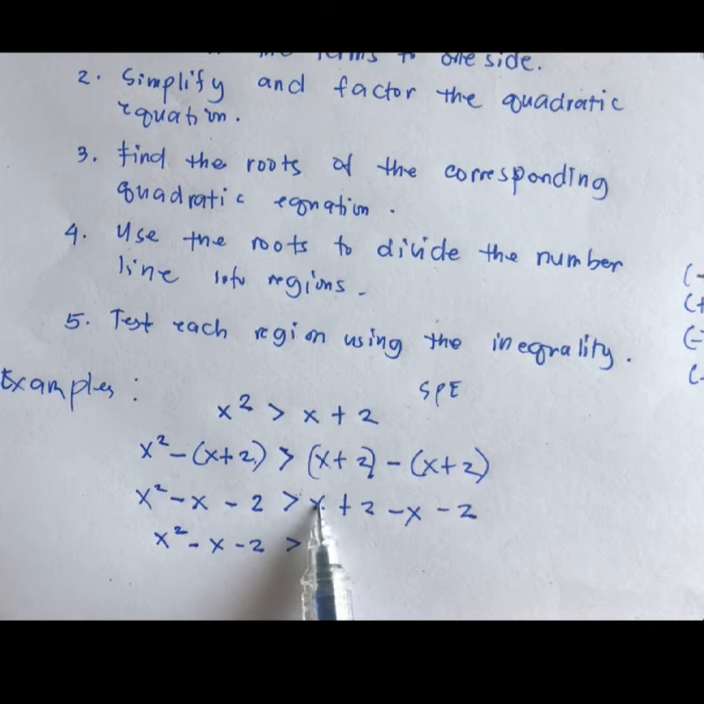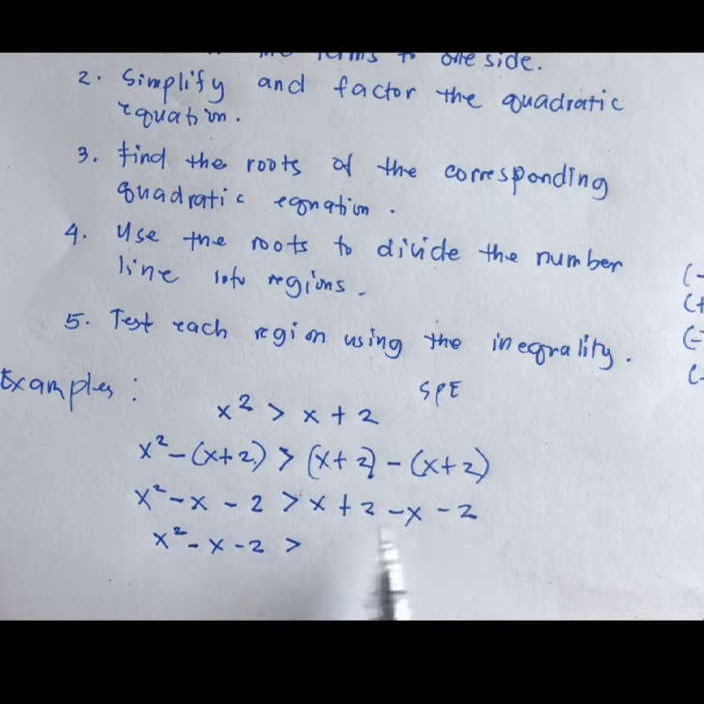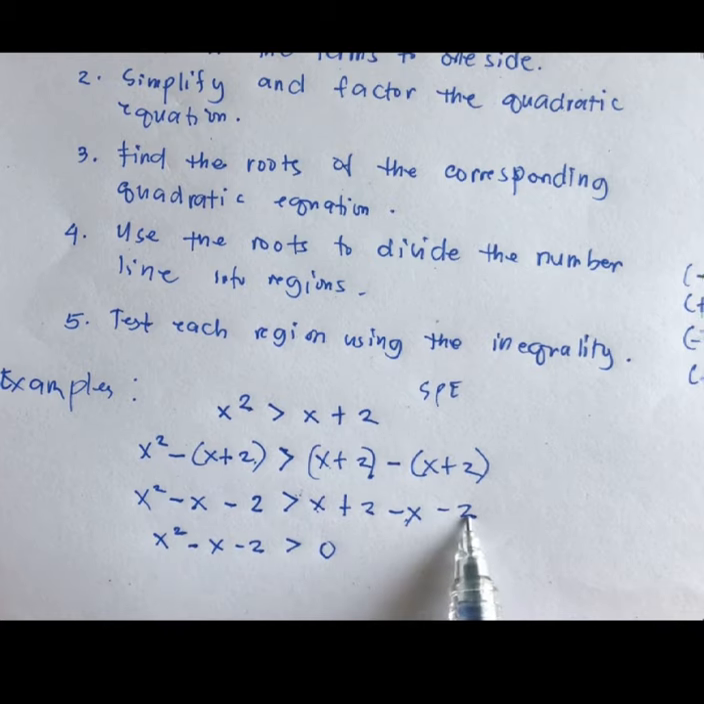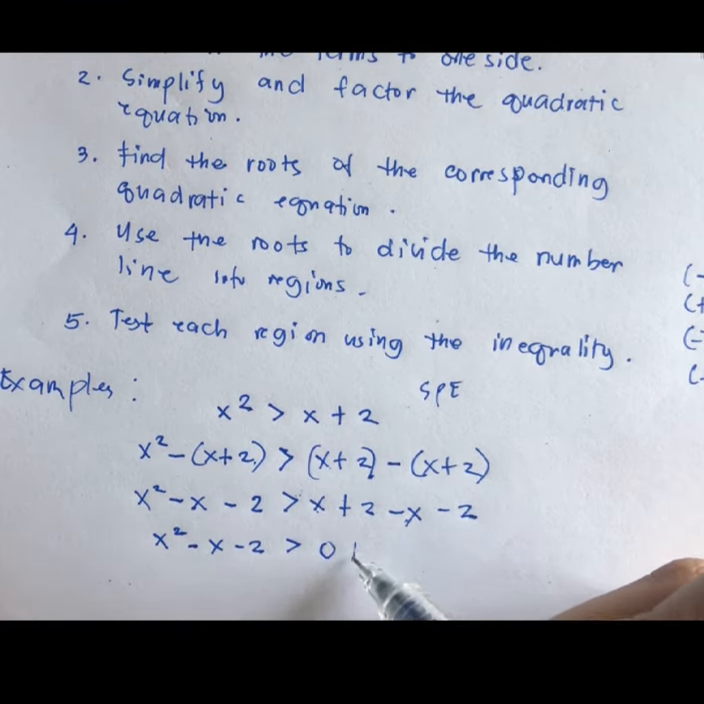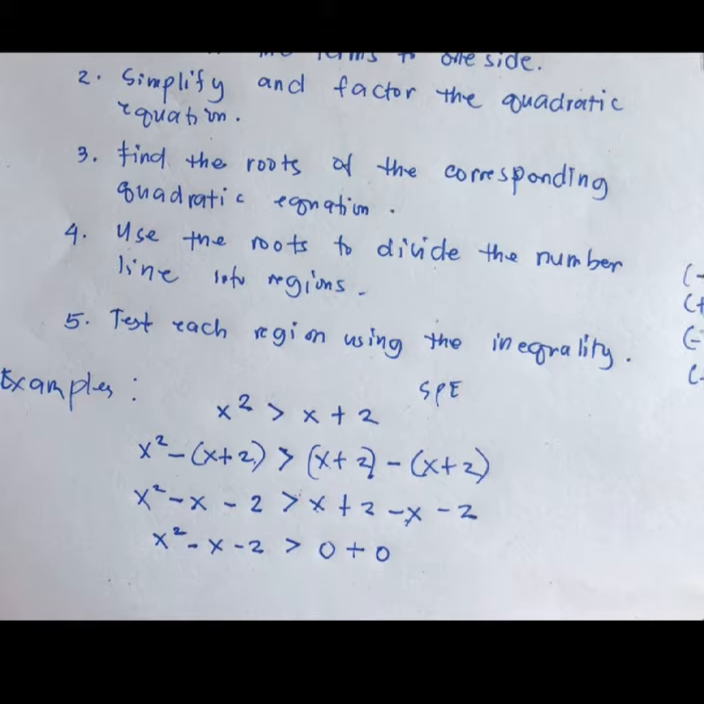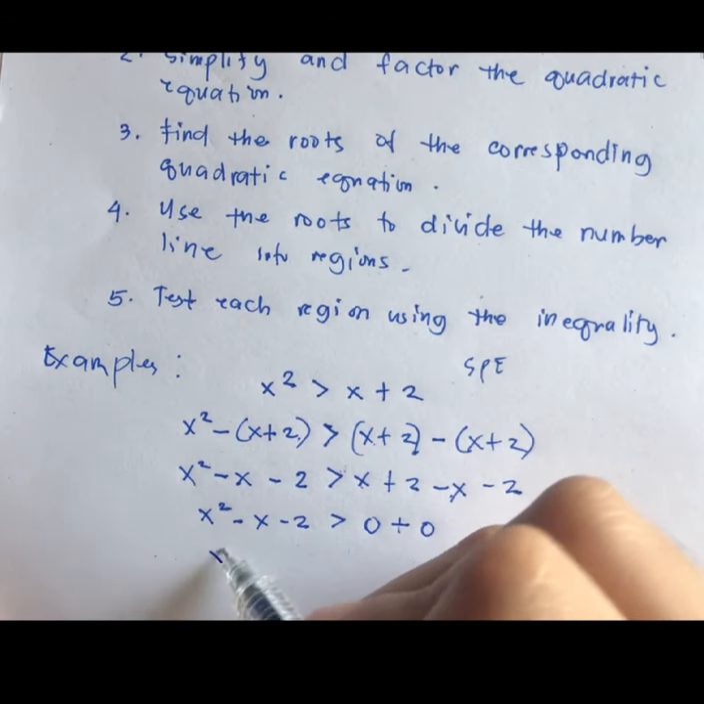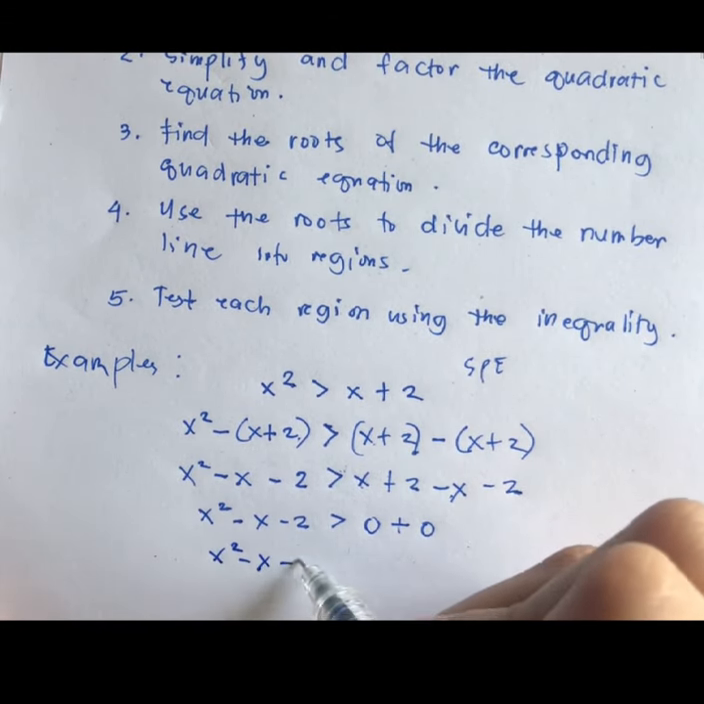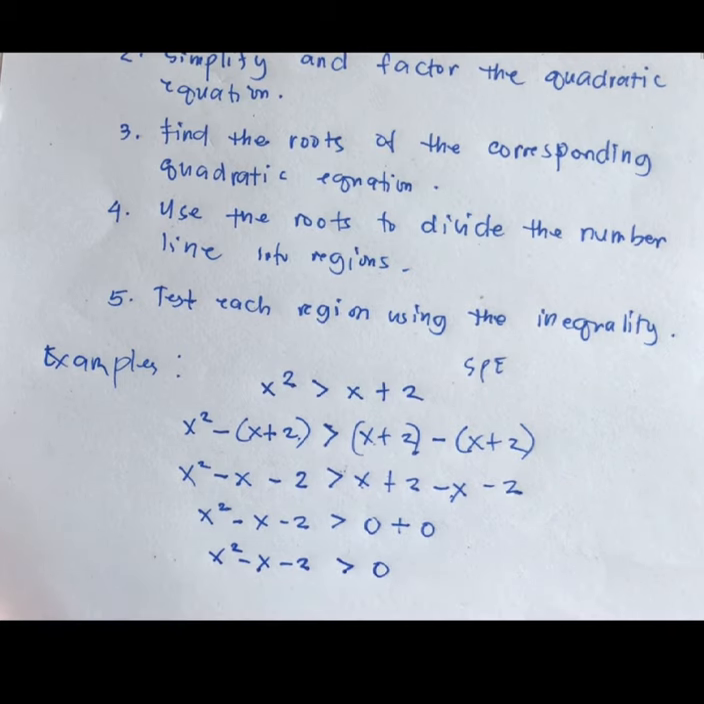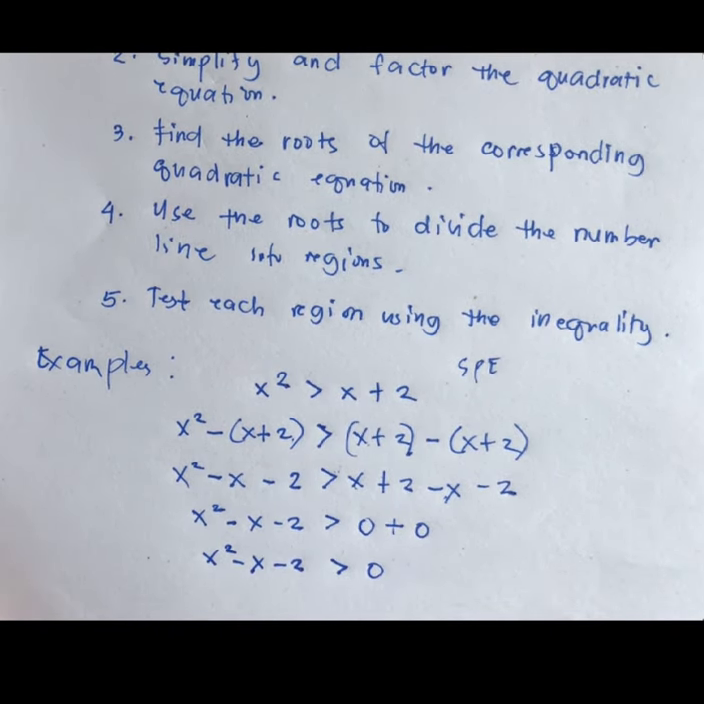Now we have x and x, parehas, diba? So we have to subtract that one. X minus x, that's 0. Positive 2 minus 2, that's still 0. So now we have x squared minus x minus 2 is greater than 0. So we're done with step number 1.